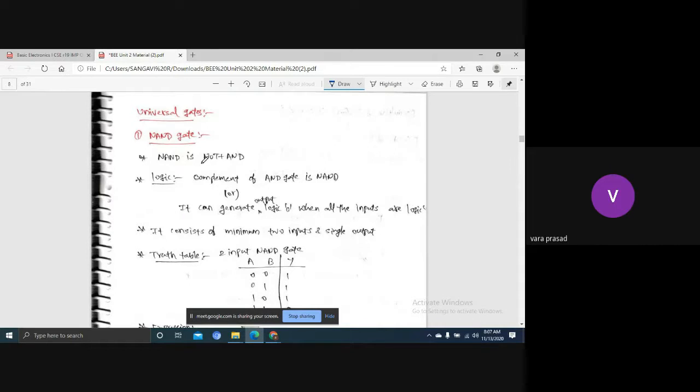NAND is nothing but NOT plus AND. Logic is the complement of AND is NAND. Then logic, it can generate logic.